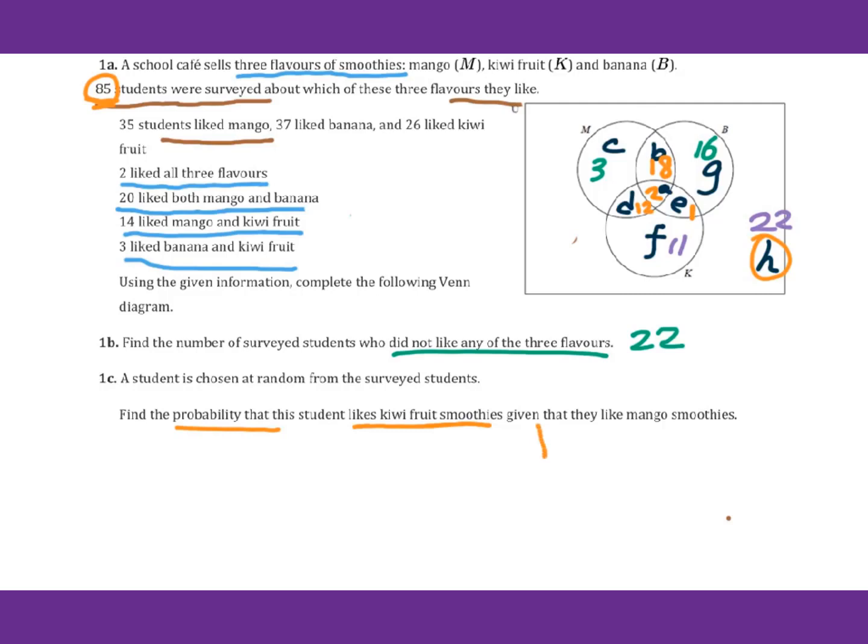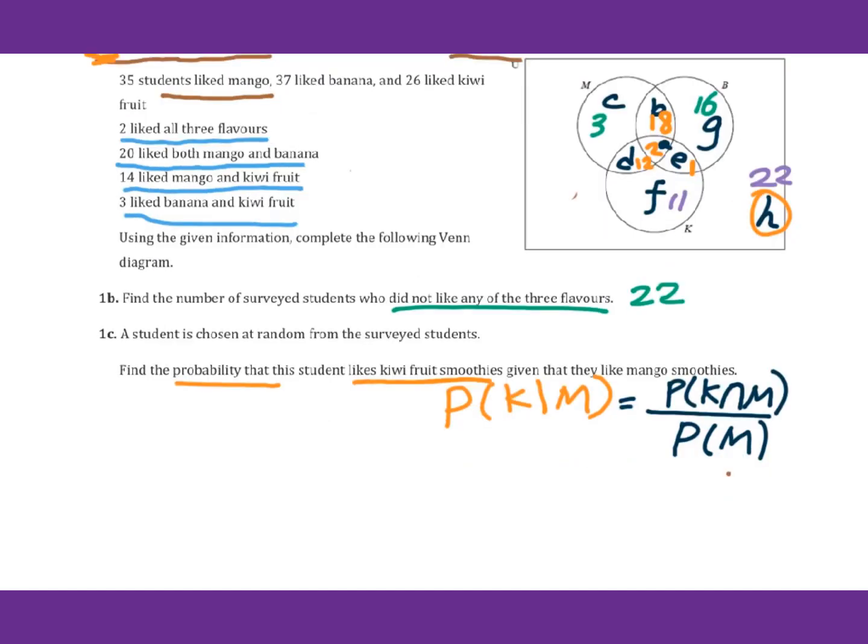Given that means bar. Mango, I put the M. Then kiwi, we put the P. Basically, I'm looking for these conditional probabilities. So use the formula, you can get the probability K intersect M over probability of M. Probability K intersect M will be this number, 2 and 12.